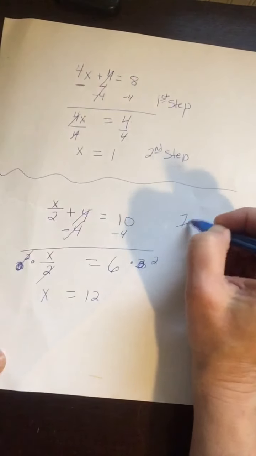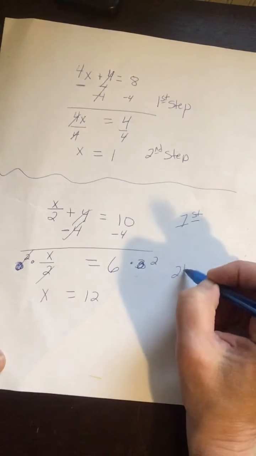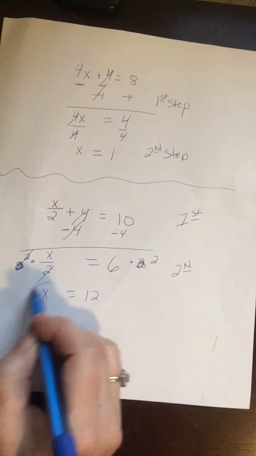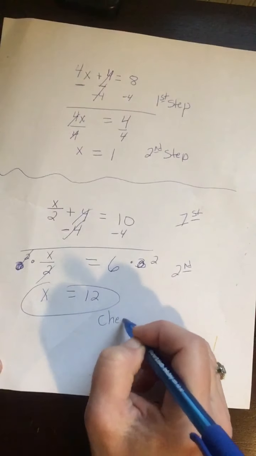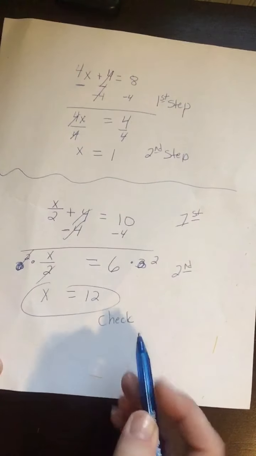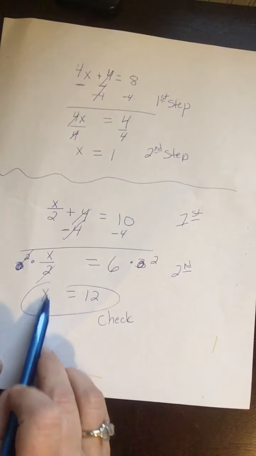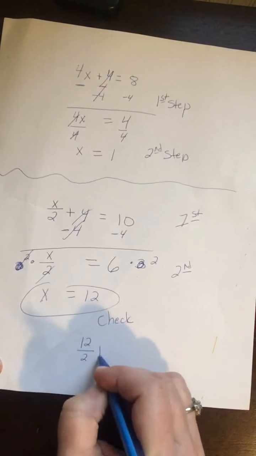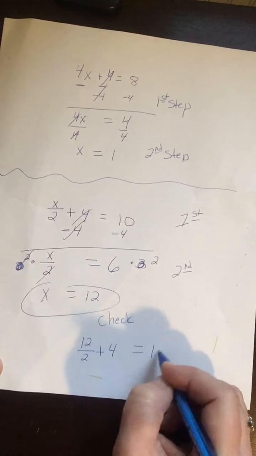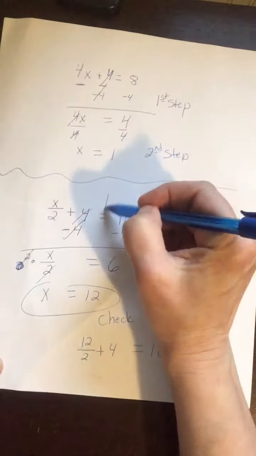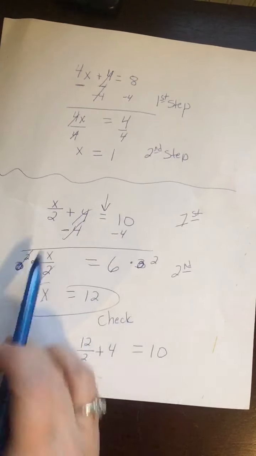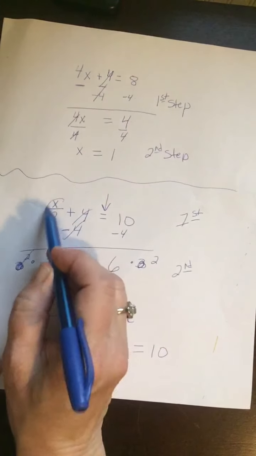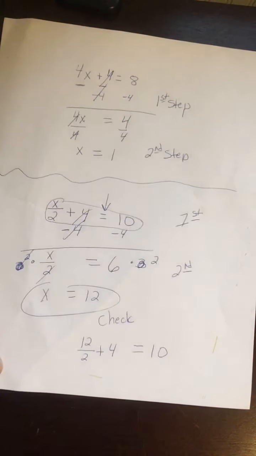So here is your first step. Here is your second step. So now if we want, we can double check. So let us do a check. How we're going to do a check is we're going to stick the 12 in wherever x is. So it would be 12 over 2 plus 4 needs to equal 10 because there was an equal sign here. We don't get to decide that it's not equal because this right here we have to make a true statement.